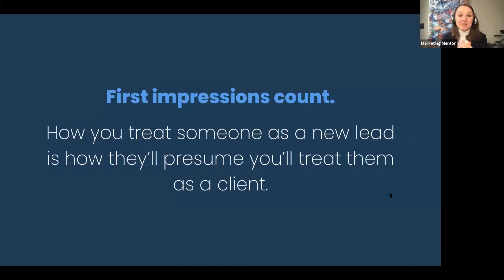So in summary, first impressions count. How you treat someone as a new lead is how they'll presume you treat them as a client. If they feel forgotten, if they feel like they haven't gotten enough information, if they feel like you've never taken action on reaching out to them, that doesn't win you brownie points in their book, and you are not likely to be the attorney who they hire.